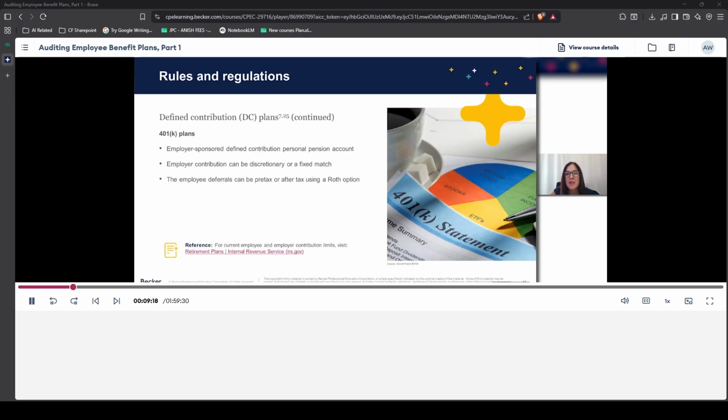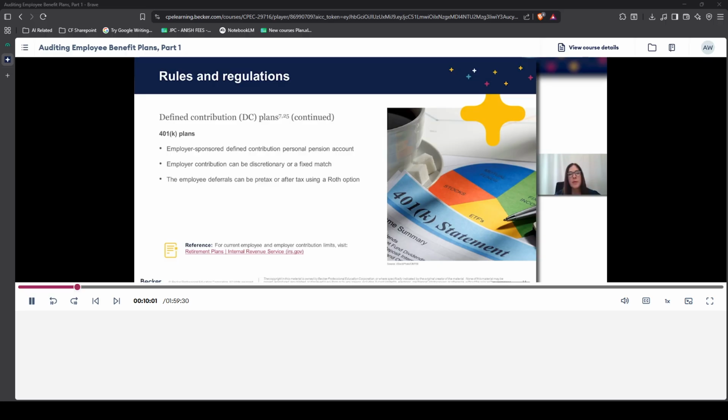You have different types of defined contribution plans that you may encounter. Several of the most common ones include, obviously, the 401k plan. That is probably the most common DC plan you will encounter. The reason for that is because you have a lot of flexibility in a 401k plan compared to some of the other types. With your 401k plans, you have employer-sponsored, defined contribution personal pension accounts. With that 401k plan, as I mentioned, that employer contribution can be completely discretionary or a fixed match or some combination of the two. And you have the employee deferrals in your 401k plan.